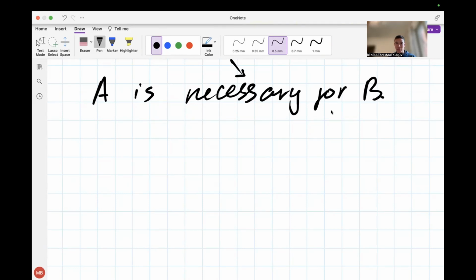Having a passport is necessary to travel abroad. Yeah, that's correct. If you don't have a passport, then you will not be able to travel abroad. Okay, one more sentence. Knowing grammar is necessary for speaking English. Good. If you don't know the grammar, you cannot speak English.